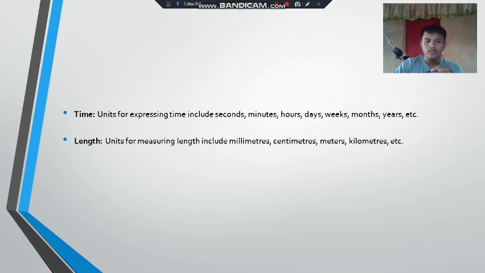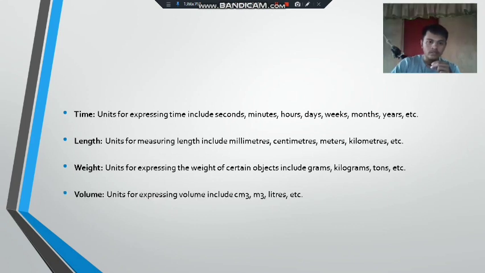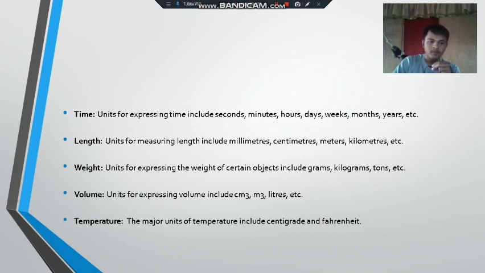Length. Units for measuring length include millimeters, centimeters, meters, kilometers, etc. Weight. Units for expressing the weight of certain objects include grams, kilograms, tons, etc. Volume. Units for expressing volume include cubic centimeter, liters, etc. Temperature. The major units of temperature include centigrade and Fahrenheit.